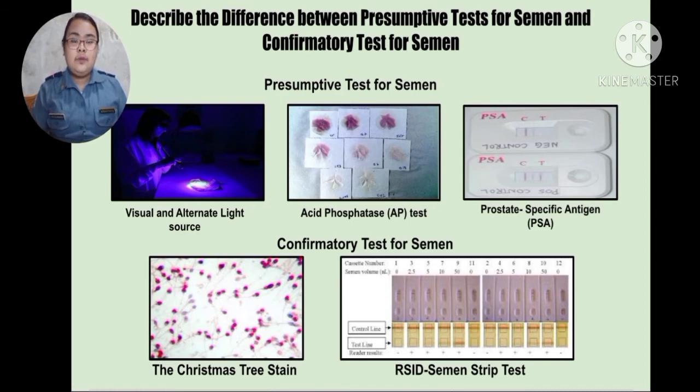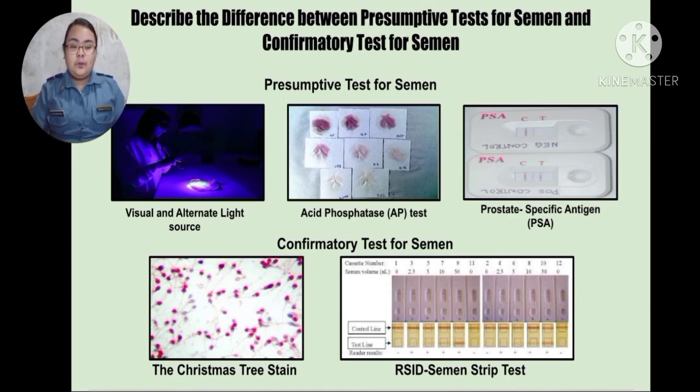Sa presumptive test for semen daw po, sa visual and alternate light source. So, ang presumptive test daw po for semen ay ginagamitan siya ng ALS or alternate light source para daw po ma-detect ng mga mata natin sa isang clothes or tela or undergarments yung isang semen using ultraviolet light. So, next, acid phosphatase test or AP test.